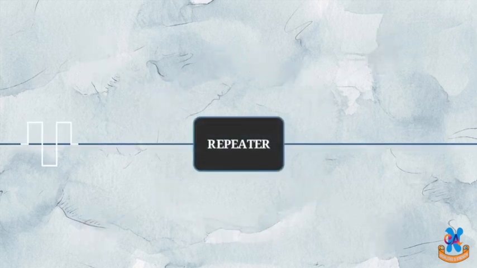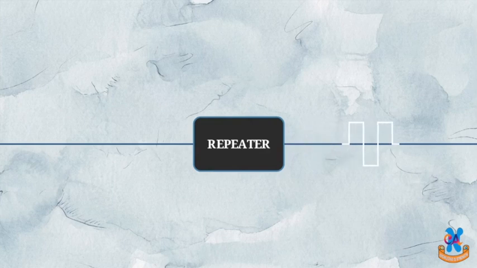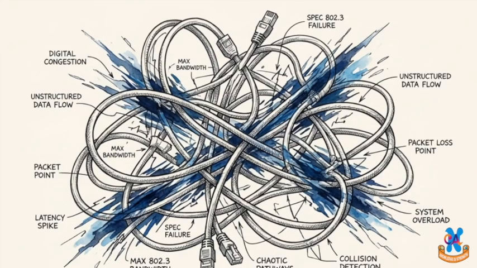The repeater is another Layer 1 device. It also cannot filter or read data. Its sole function is to take a weak electrical signal, regenerate it, and push it further down the wire to extend the network's reach. Because Layer 1 devices cannot read addresses, relying on them creates digital chaos. A functional network requires smarter devices to manage traffic.